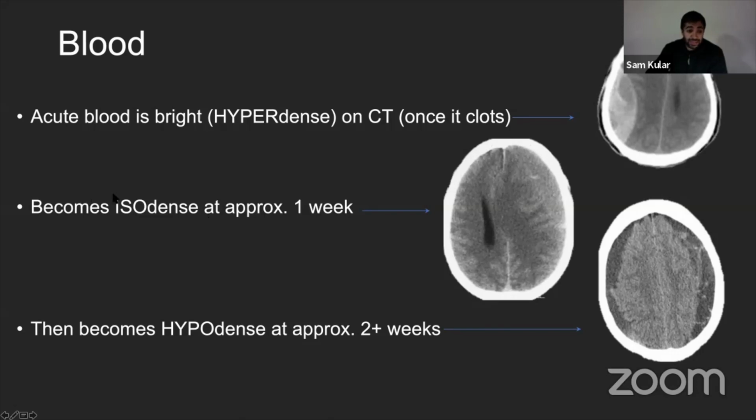And that's when we call it isodense. And that can sometimes be the most difficult scan to try and see. But if there's not very much blood, you might not see very much. So it's very difficult to sometimes see these. So you have to look for the other signs like mass effect and any changes to the sulcal pattern to detect these. And then after approximately 2 or more weeks, the blood becomes low density or hypodense.